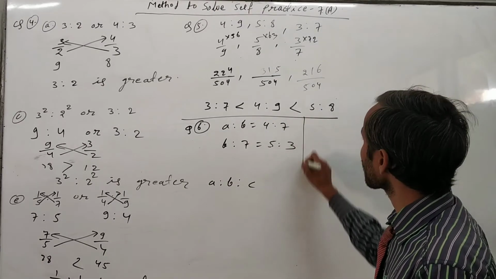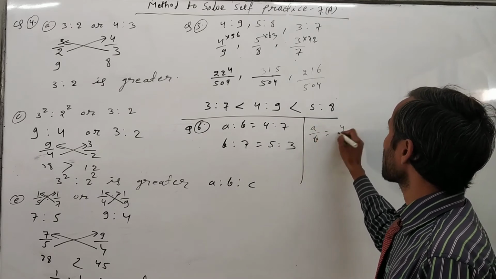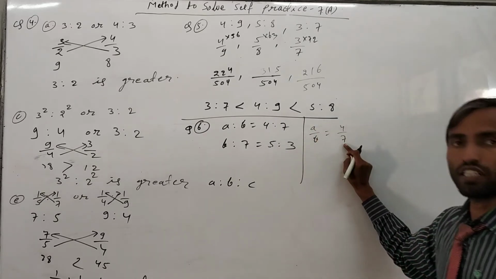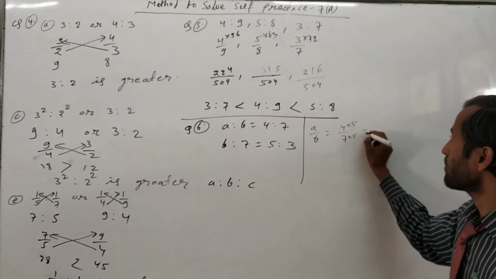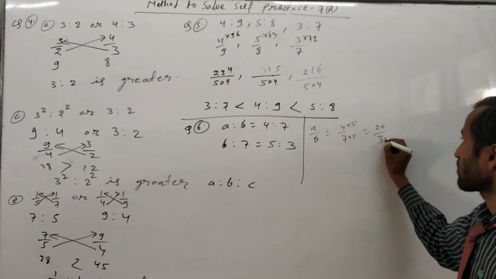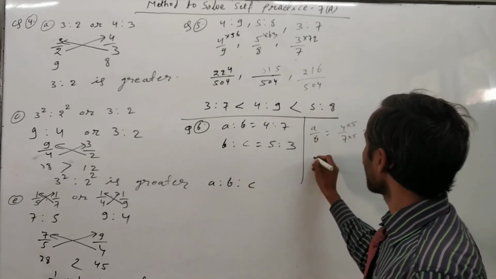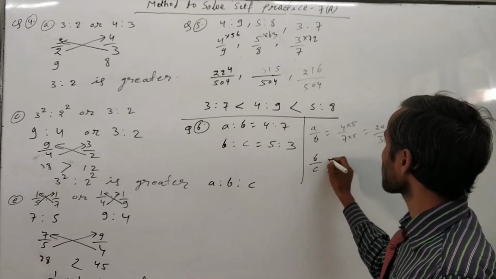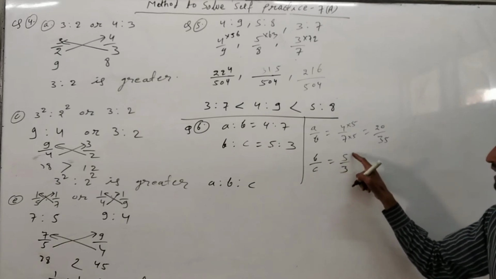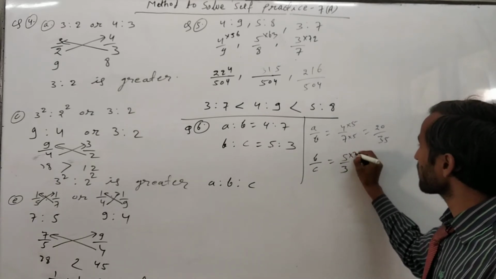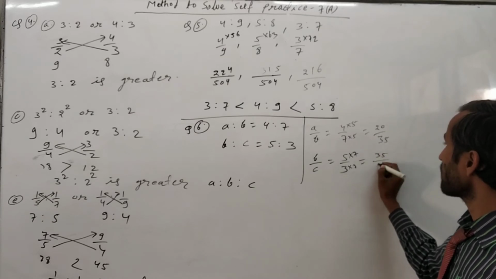First of all, you have to convert into fractions. So A upon B is equal to 4 upon 7. First of all, we have to make the denominator 35. For that, we have to multiply by 5, then you also multiply the numerator by 5. It will come 20 upon 35. Now B is to C is there, so B upon C means 5 upon 3. Again we have to make 35. For that multiply by 7, then again multiply by 7 in the other part. Then it will come 35 upon 21.